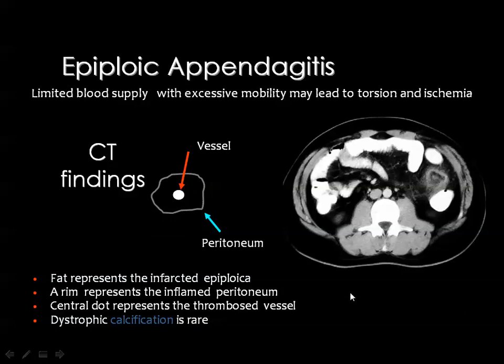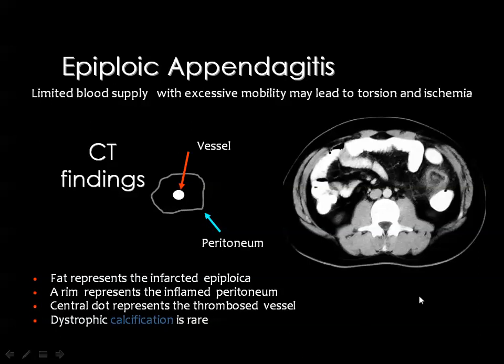The most diagnostic criterion for this epiploic appendagitis is this ring. And you see this ring is formed of the thickened peritoneum along the wall of the appendix epiploica, and this intermediate zone represents the fat of the epiploica itself, and the central dot represents the artery which has been occluded, or the feeding vessel.